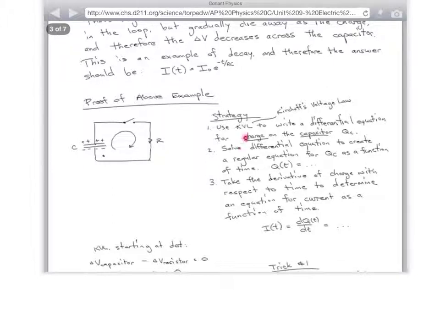We're going to write a differential equation for the charge on the capacitor. And then you're going to solve the differential equation. Then you're going to take the derivative of charge. What's the derivative of charge going to be? Current. It's actually going to be current. How come? Because current is charge flowing over time. Charge divided by time, right? So we're going to solve for charge and then take the derivative of it to find the current. Sound good? All right, so let's do it.